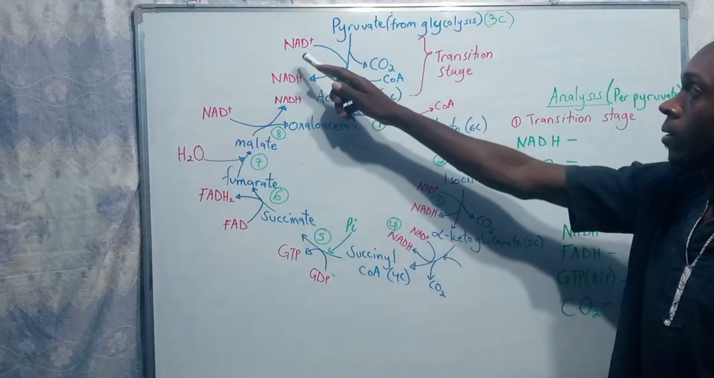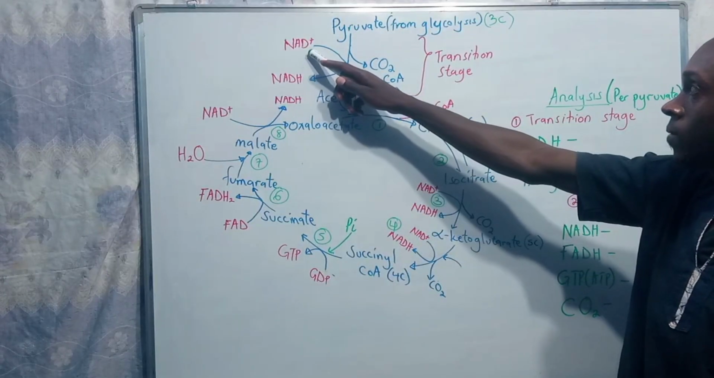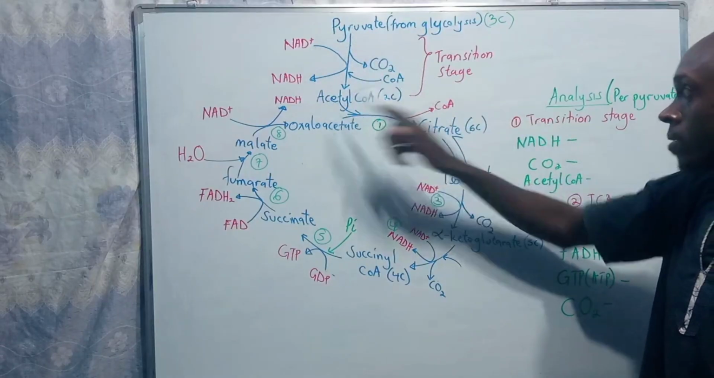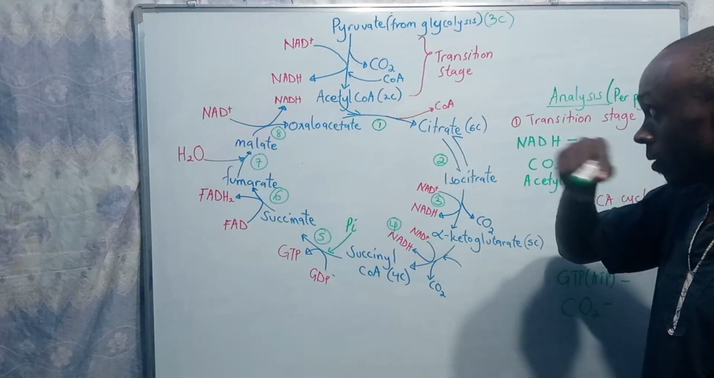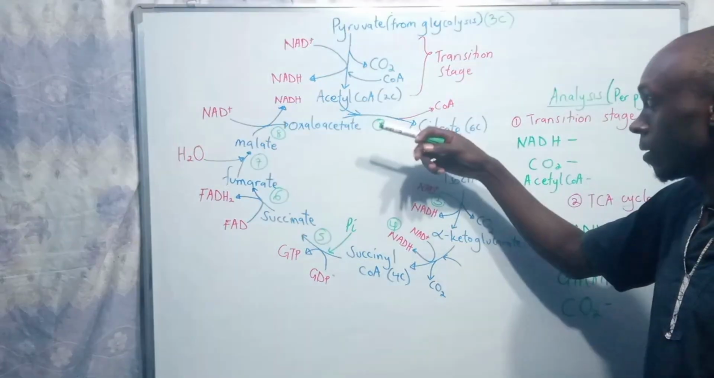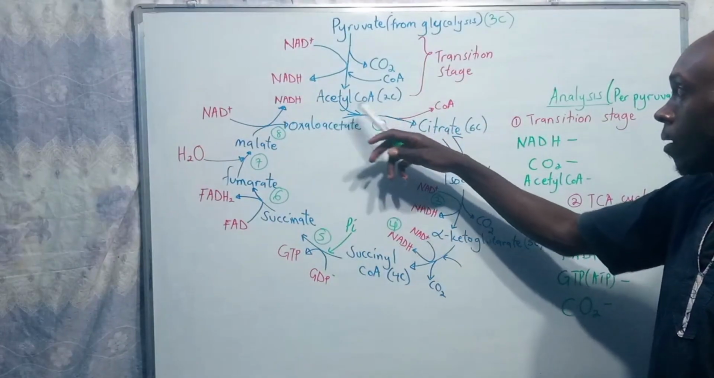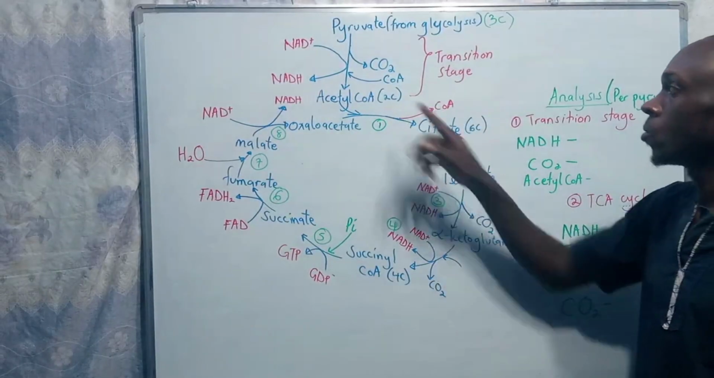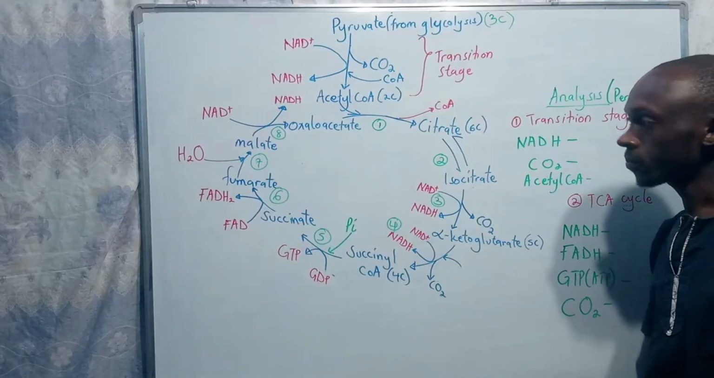So our NAD, which is positively charged, oxidizes the pyruvate to the acetyl group, which, in combination with the coenzyme A, making it highly active or highly reactive, forms acetyl coenzyme A, which is a 2 carbon molecule.